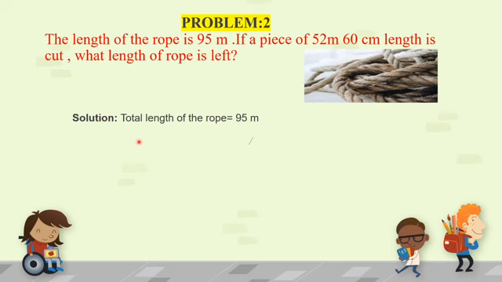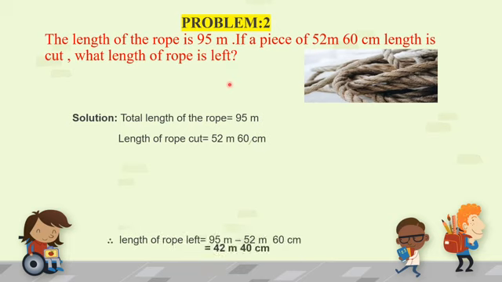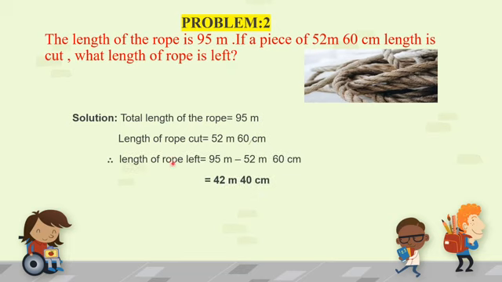So next statement will come, that is length of the rope cut. And what length of rope is cut? 52 meters 60 centimeter. And then the question is asking you what length of rope is left. So the question is therefore length of rope left equals 95 meter minus 52 meter 60 centimeter. So we have to subtract 52 meter and 60 centimeter from 95 meters.